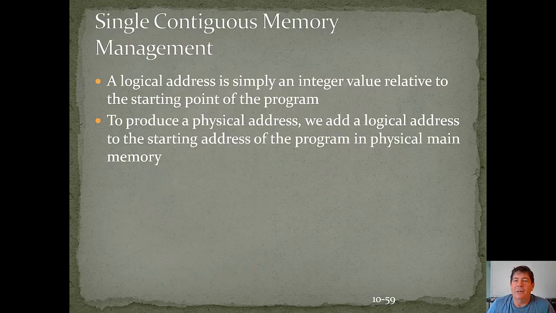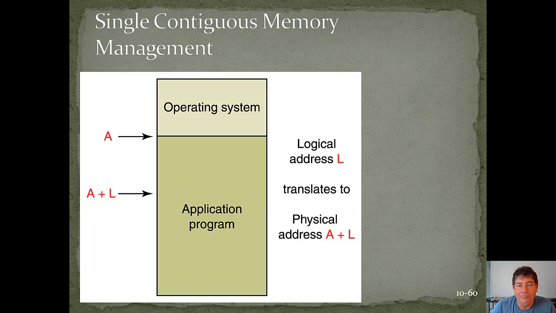A logical address is simply an integer value relative to the starting point of the program. To produce a physical address, we add a logical address to the starting address of the program in physical main memory. So here you have A, and then you have A plus L for the application. The logical address L translates to physical address A plus L. Okay.